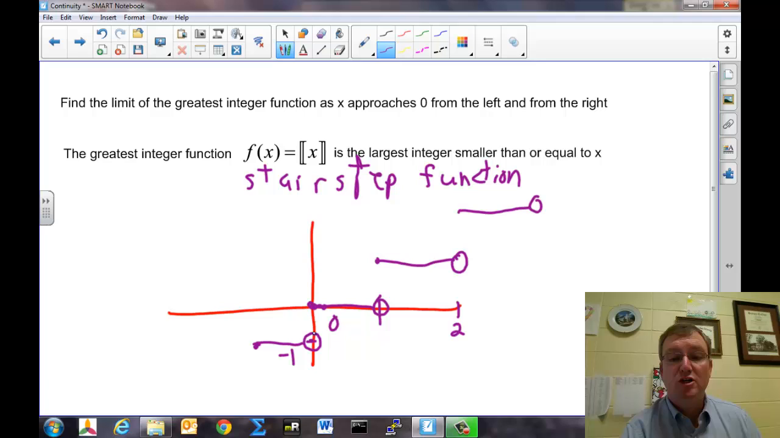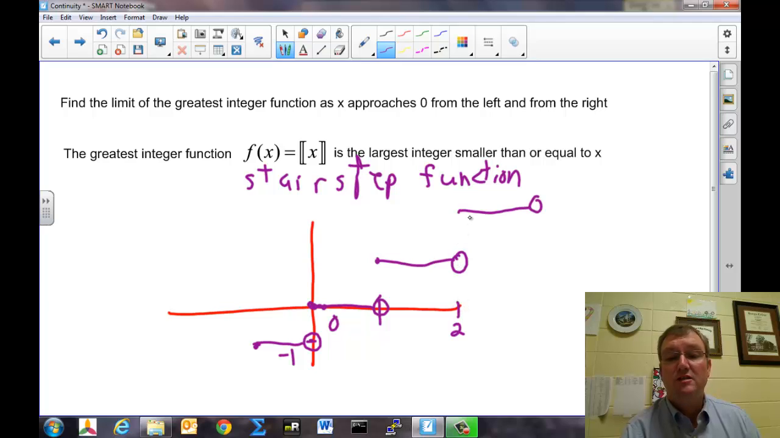Is the function continuous at 0? No, it's not. Where else is the function not continuous? It's not continuous at the number 1. It's not continuous at the number 2. It's not continuous at the number 3. It's not continuous at every integer along the way. So this is a function that has lots of places where it is continuous, but a lot of places that it's not continuous as well, because the function is not continuous at every integer.